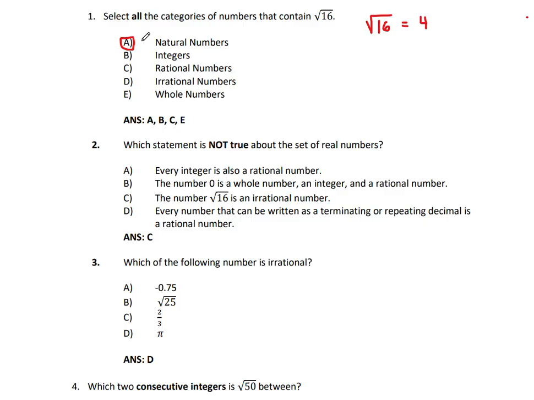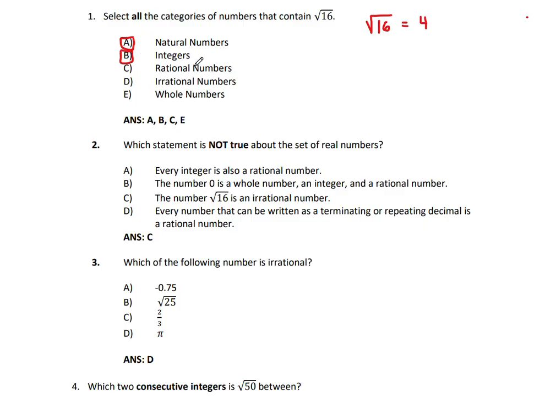Is 4 an integer? Yes, 4 is an integer. Integers are negative and positive whole numbers, and 0 is also classified as an integer as well. So negative 2 is an integer, negative 3 is an integer, positive 1 is an integer, positive 3 is an integer, positive 10 is an integer. So integers are basically negative and positive whole numbers in addition to 0. So 4 would definitely be an integer.